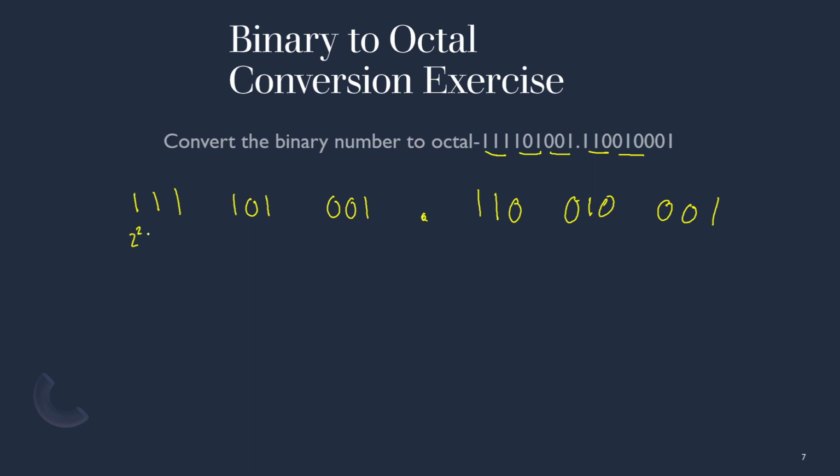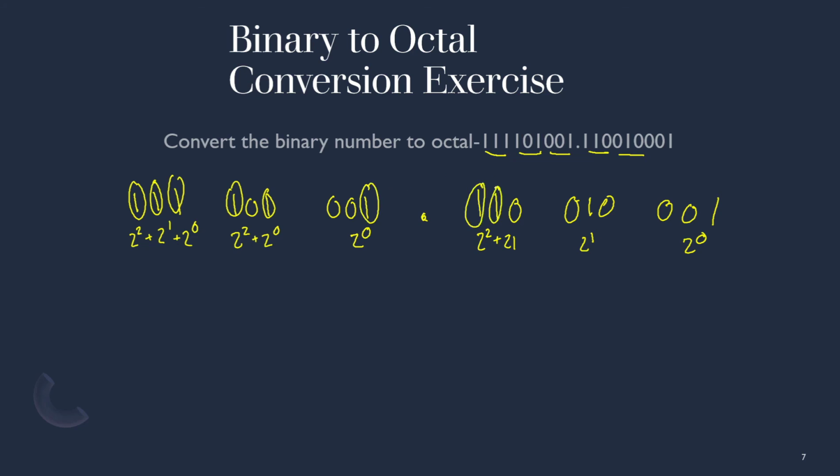2 to 2 plus 2 to the 1 plus 2 to the 0. Over here it's 2 to the 2 plus 2 to the 0. Over here it's 2 to the 0. 2 to the 2 plus 2 to the 1. Over here is 2 to the 1, and over here is 2 to the 0. So what happened? These correctly line up with each other. These line up with each other. These line up with 2 to the 0, 2 to the 2, 2 to the 1, 2 to the 1, and 2 to the 0.